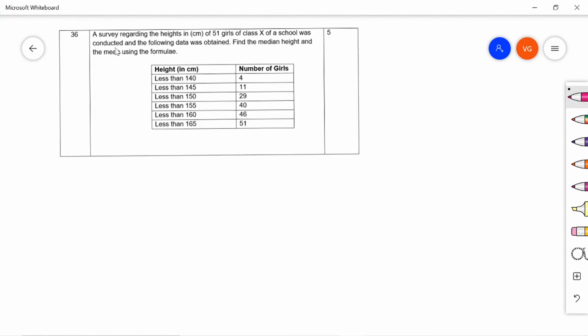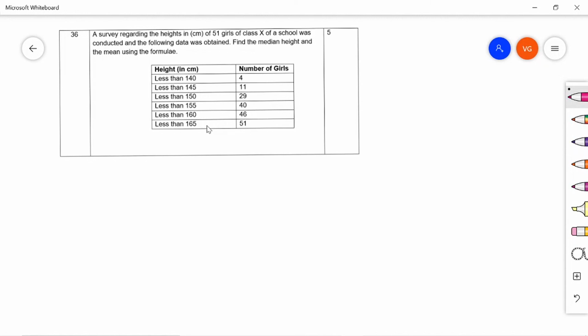Let us see. A survey regarding the heights of 51 girls of class 10 of a school was conducted and the following data was obtained. Find the median height and the mean using the formula. So observe the given data. You are given with less than, but we need to write down the class interval. So rewrite the table with class interval.